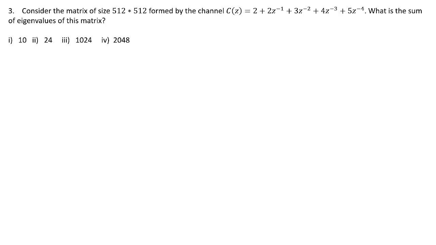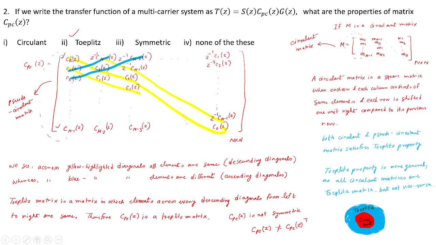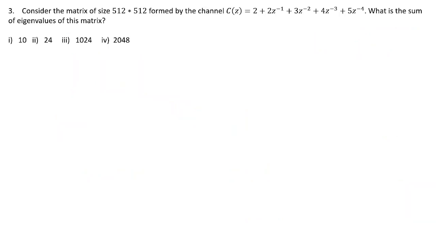We have a hint from the previous question: the principal diagonal consists of only the elements C naught. Since all the elements of the principal diagonal are identical, you just pick the number of elements and multiply by the value of the element and you'll get the trace. So let us move step by step to see what's exactly happening.